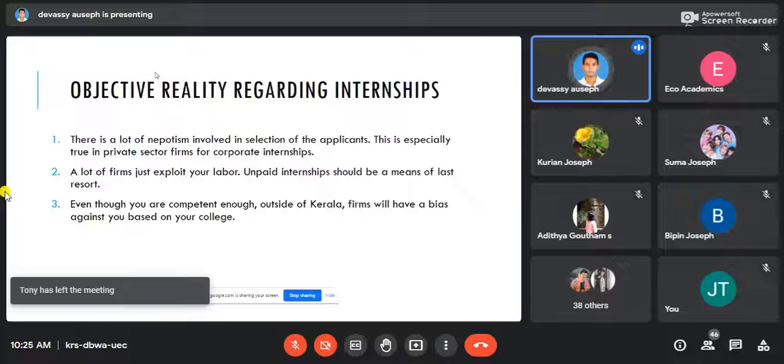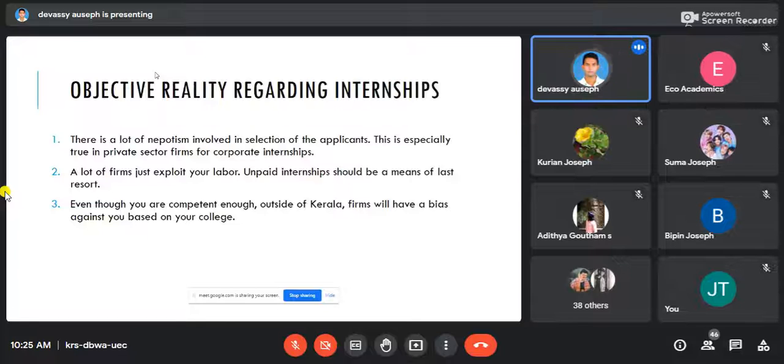Unpaid internships should be a means of last resort. Then the third thing is, even though you're competent enough, outside of Kerala, firms will have a bias against you.